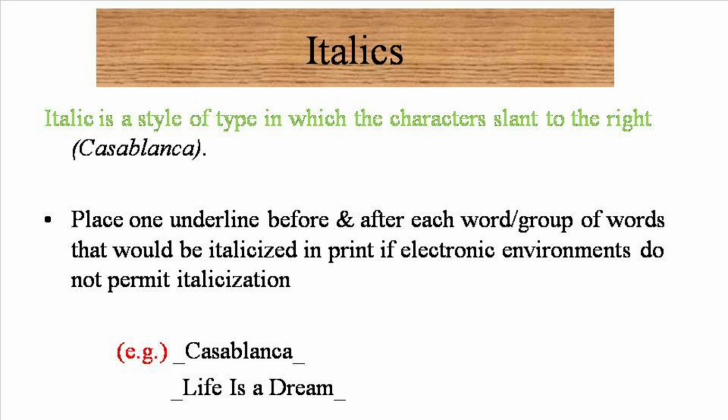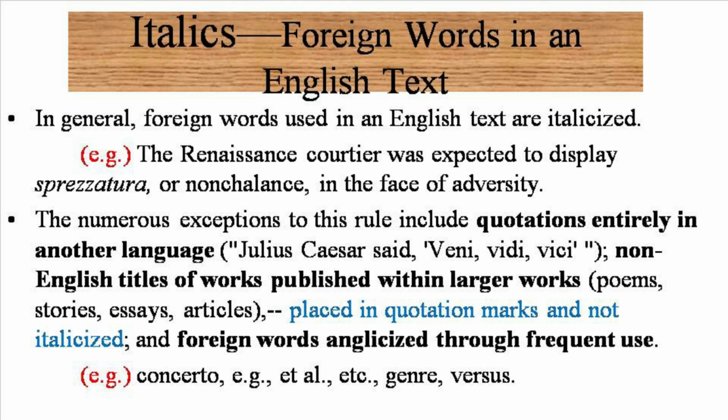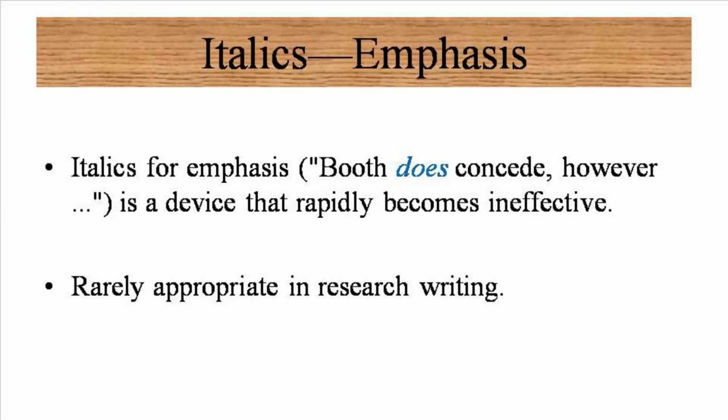Italic is a style of type in which the characters slant to the right. Words and letters that are referred to as words and letters should be italicized. In general, foreign words used in an English text are italicized with certain exceptions. Italics is used to emphasize something, which is rarely appropriate in research writing.